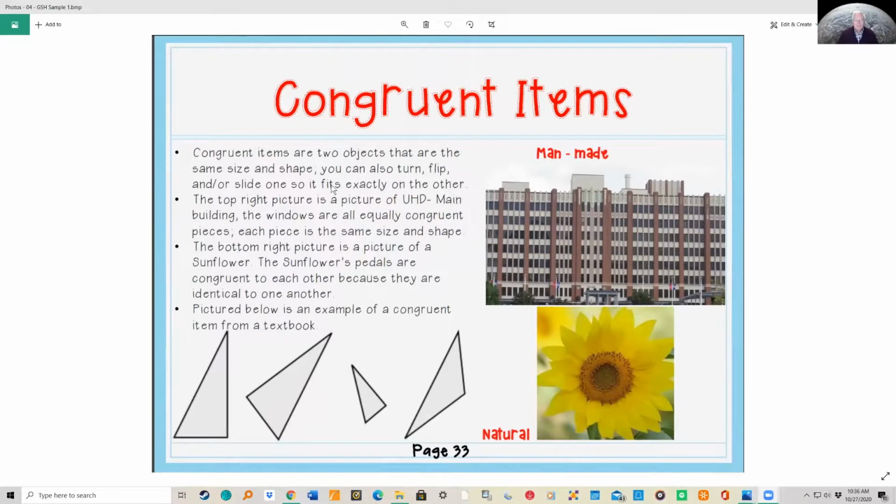Congruent. Those are objects that are the same size and shape. And so up here we have all of these absolutely lovely windows at UHD, and any one of them is congruent to the others. Down here we have the sunflower's petals because they are congruent. And you notice it's not perfect, but it's close enough that it looks like it. And since we're dealing with Van Hiele levels 0 and 1, that's perfectly appropriate.